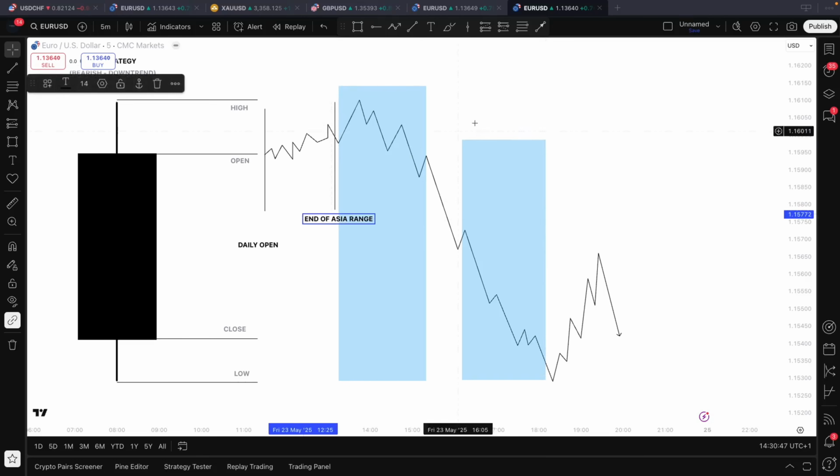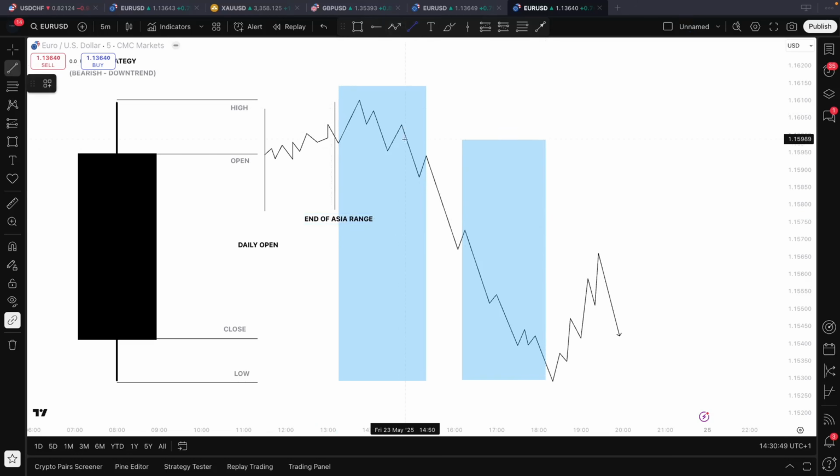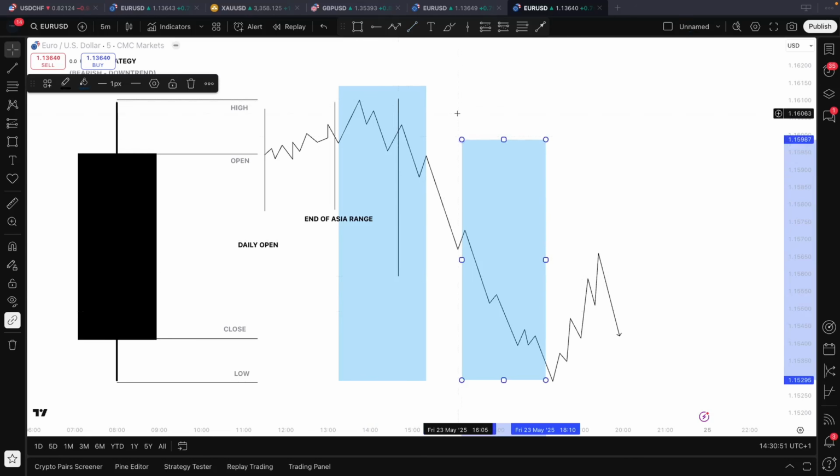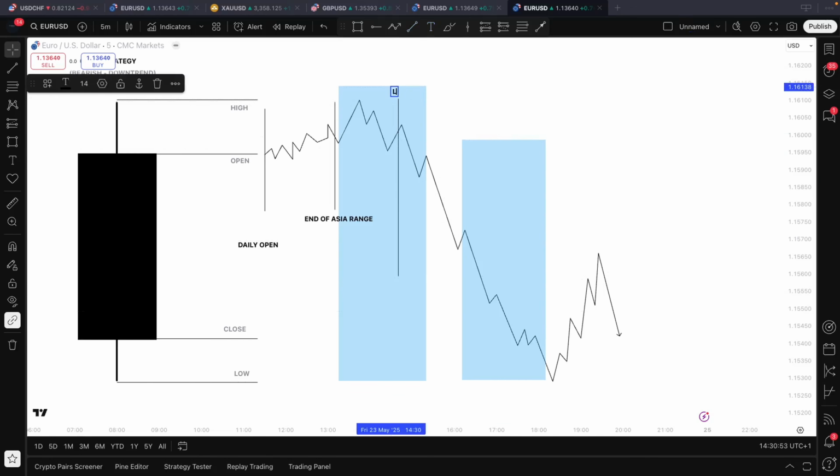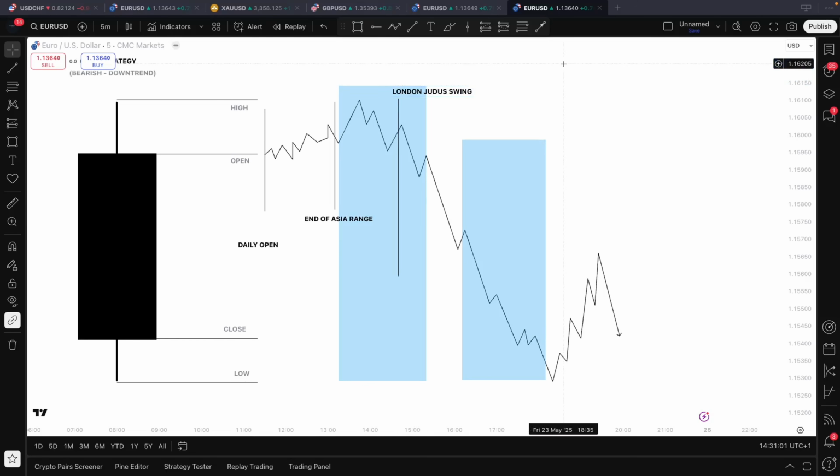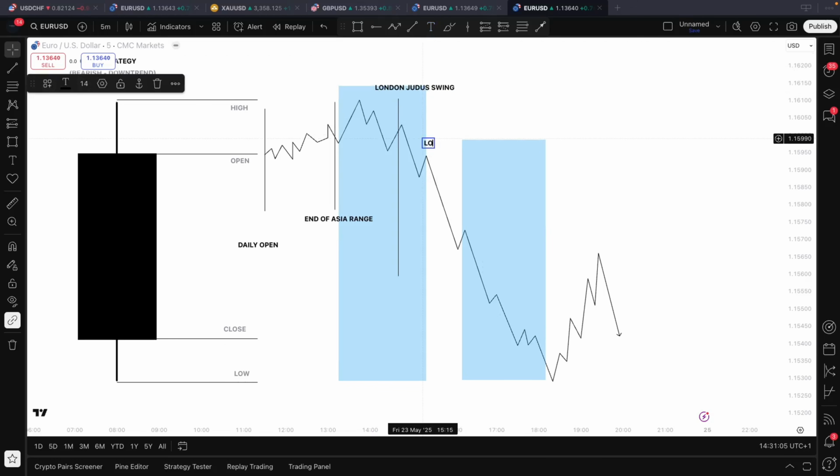We are then at some point going to have the manipulation of the day. So this is London, or as ICT traders like to call it, the Judas swing. Finally, we're going to get price give us our London entry around this kind of zone over here.